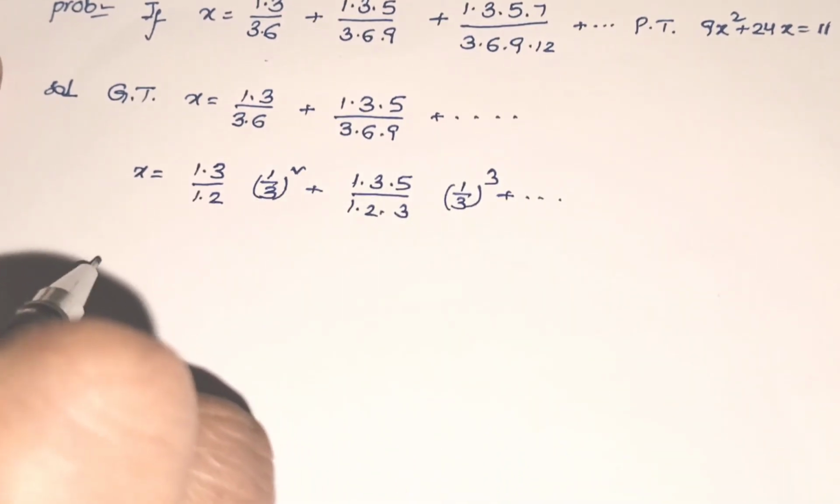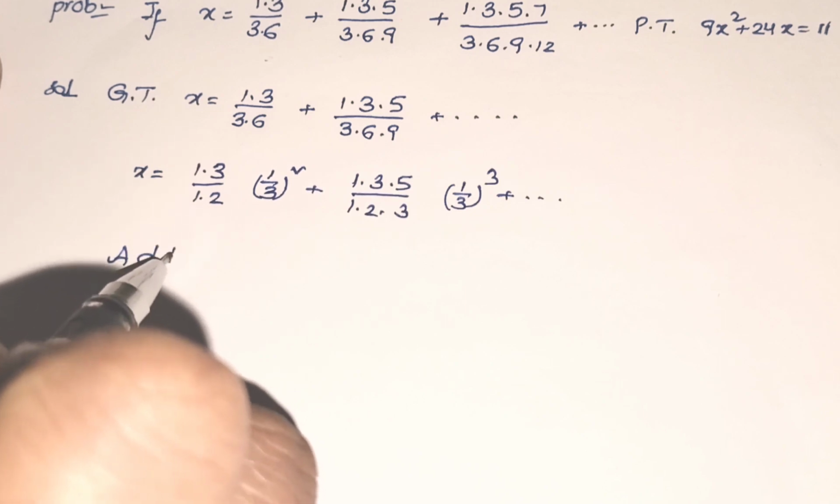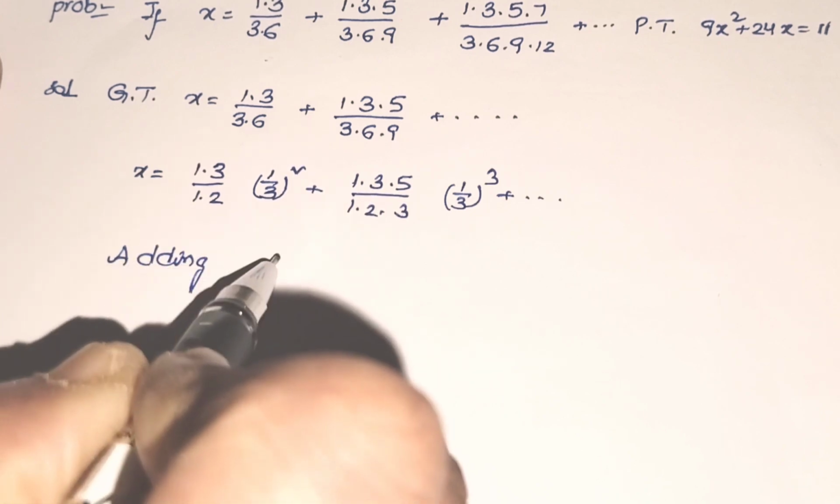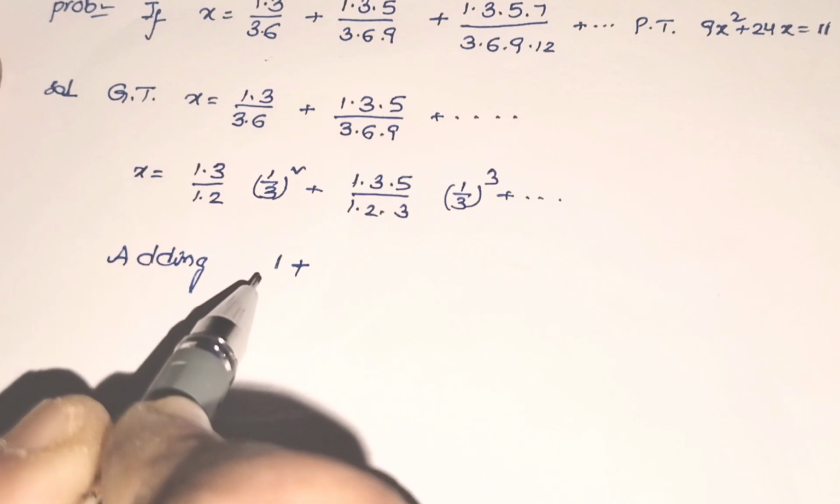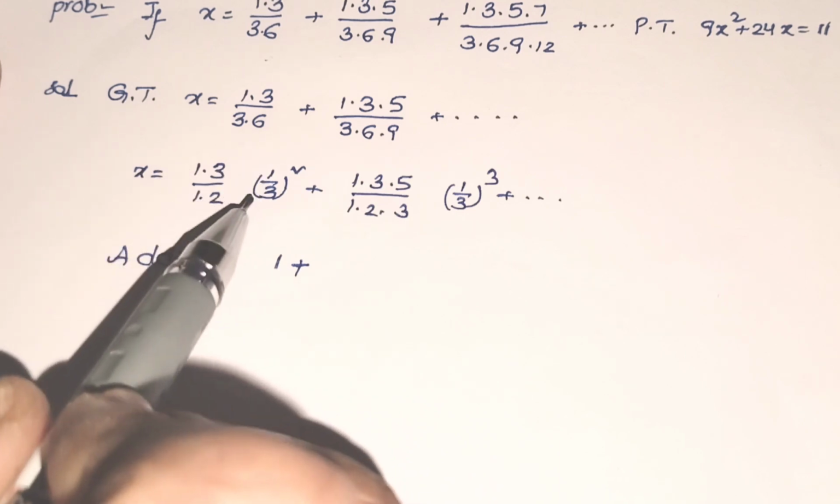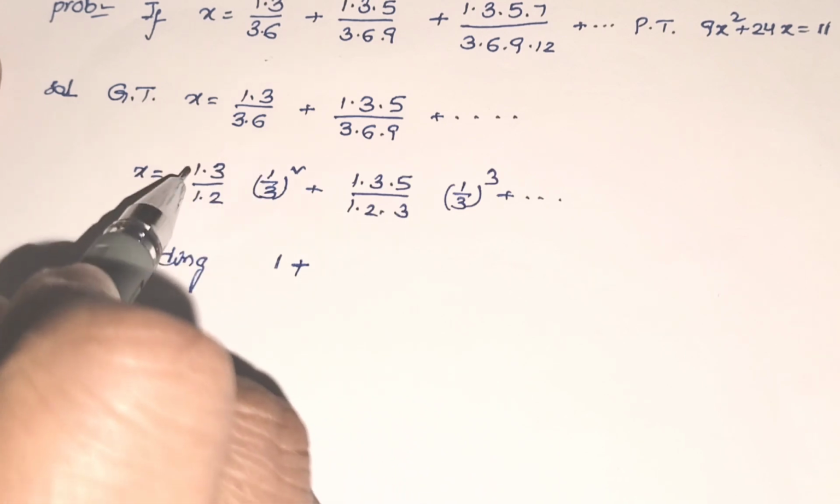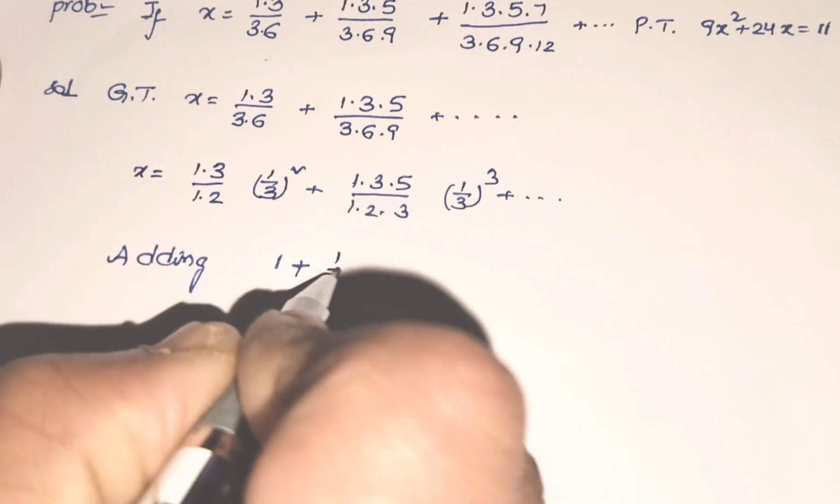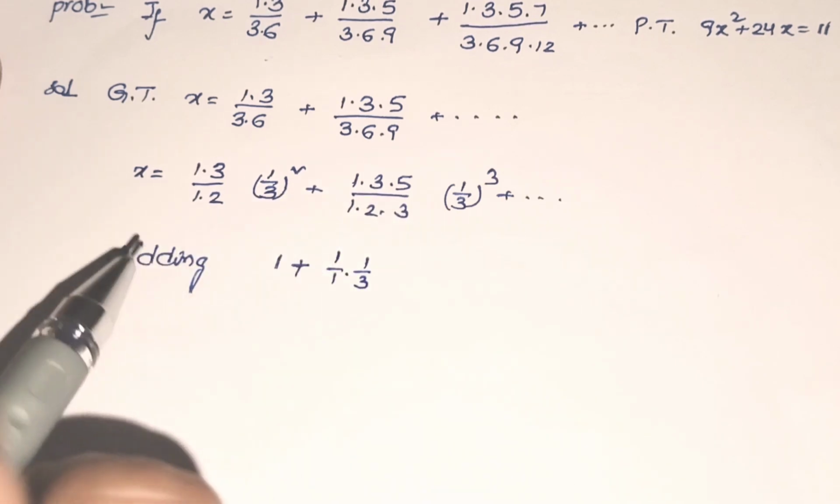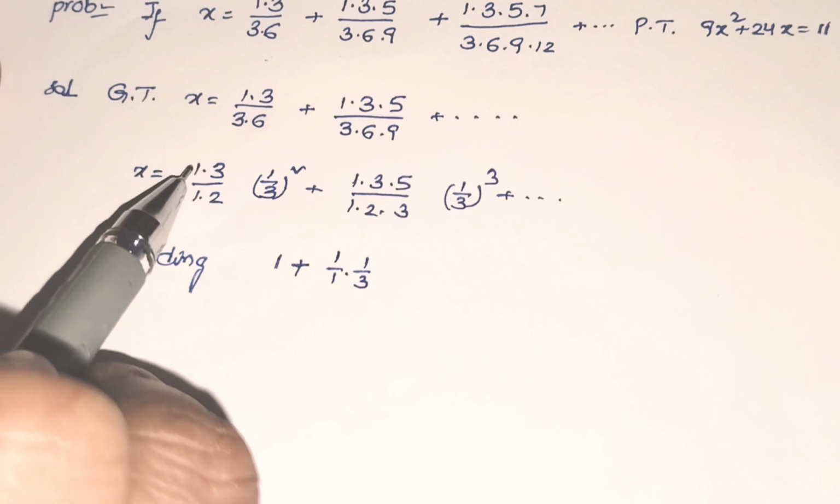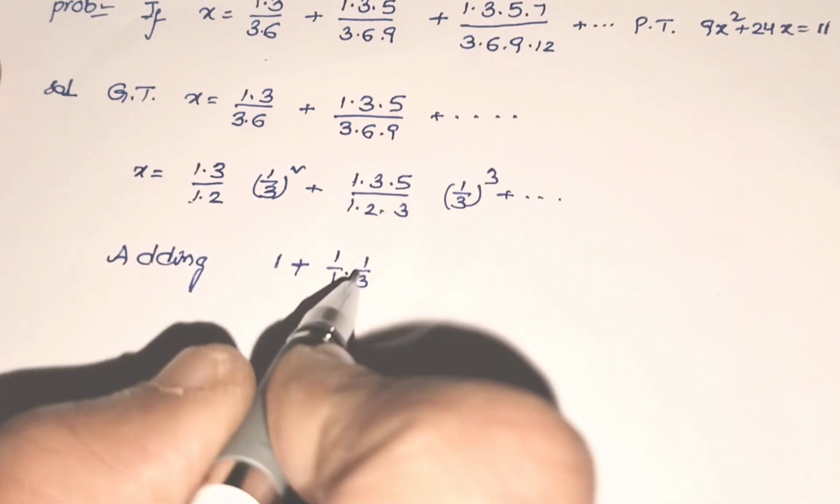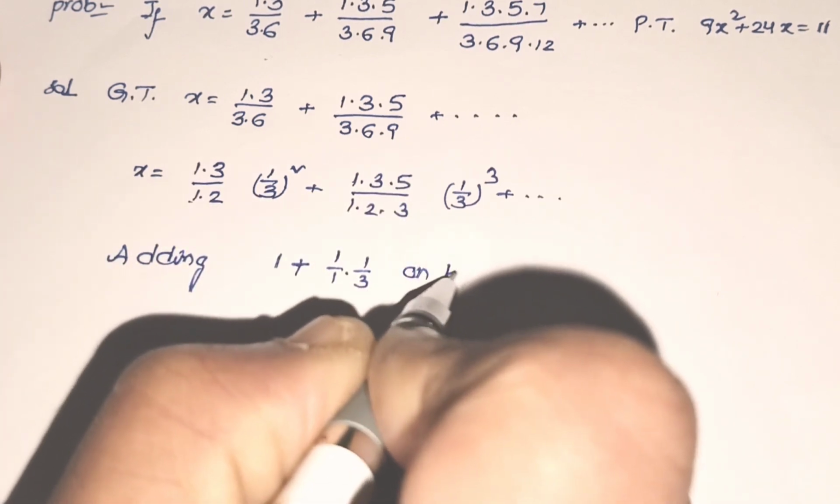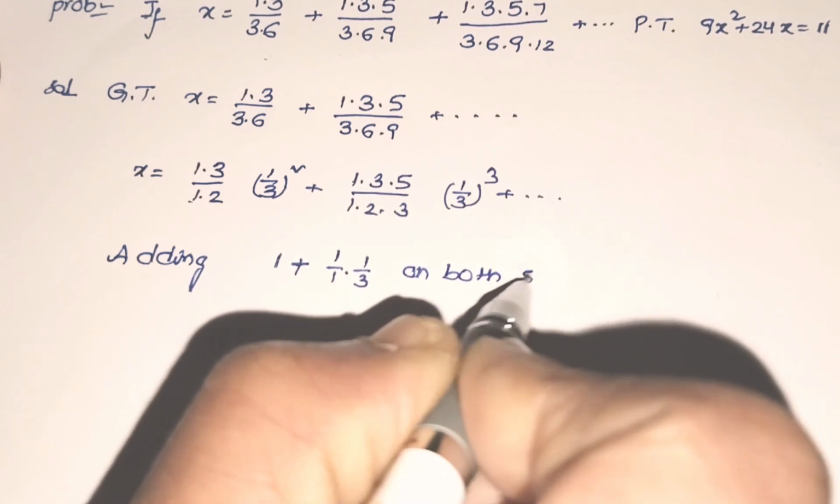We want the first and second values. What are the first and second values? The first value is 1. Already we know that always the first term of the series is equal to 1. 1 plus, what is the second value? P by 1 into x by q. How to take that value? Just simply take the first fraction, that is 1 by 1 into 1 by 3. Very simple. To get the second value, simply take this number and this number, 1 by 1 into 1 by 3, on both sides. That's all. Adding these values on both sides of this equation.